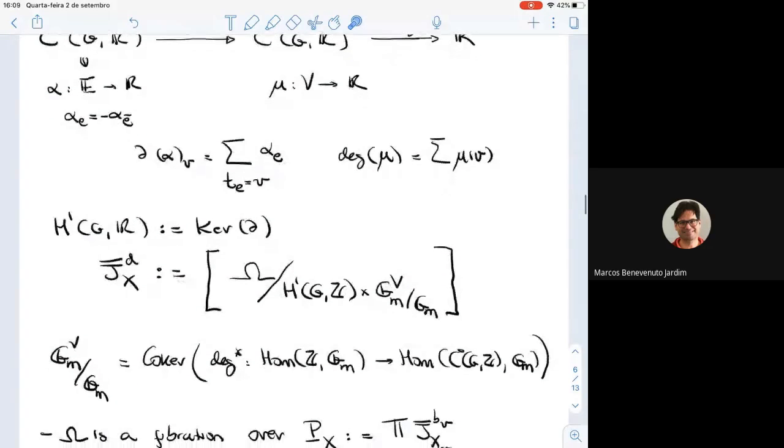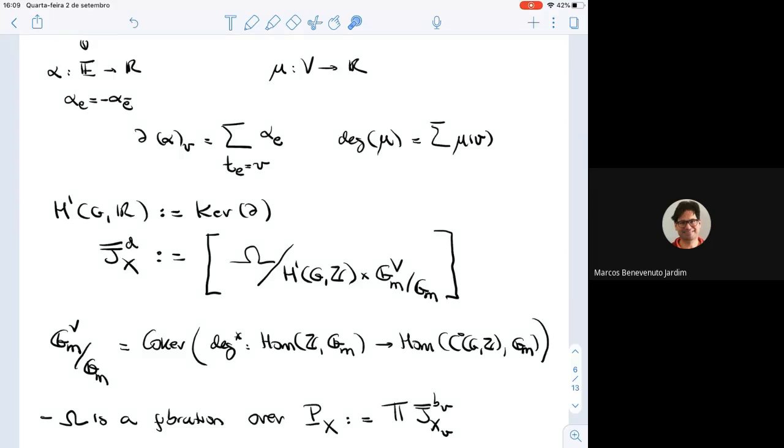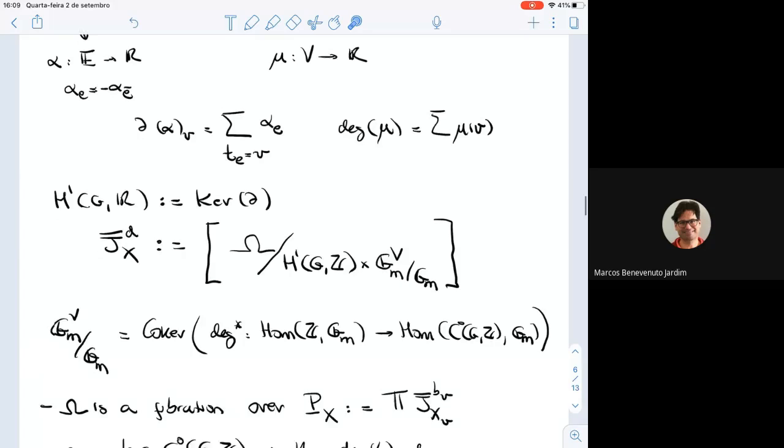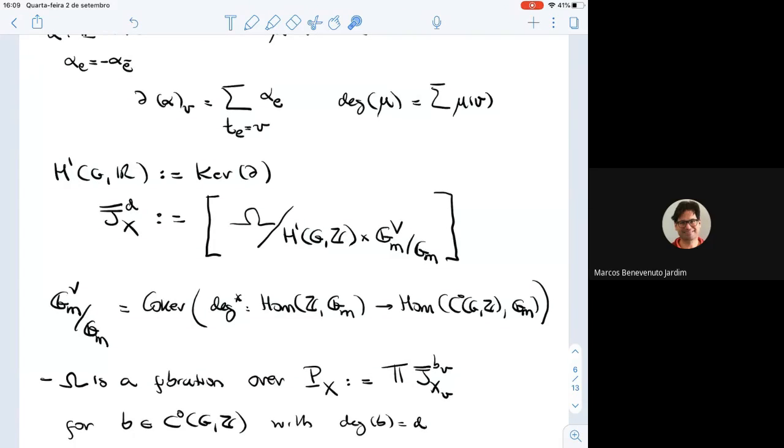So omega is a fibration over this P of X, which is the product of the compactified Jacobians of the reducible components. A point on P of X parameterizes a collection of torsion-free rank 1 sheaves, one on each component of X. Each has an assigned degree B_V, so B is an element of C0. The degree of B, which is the sum of the B_V, must be d, because I'm parameterizing sheaves of degree d. And B I can just choose to be anything, just fix one. So omega is a fibration over this P of X.